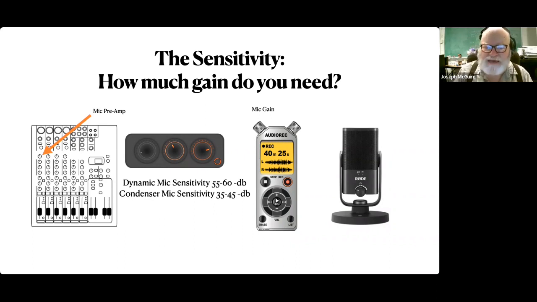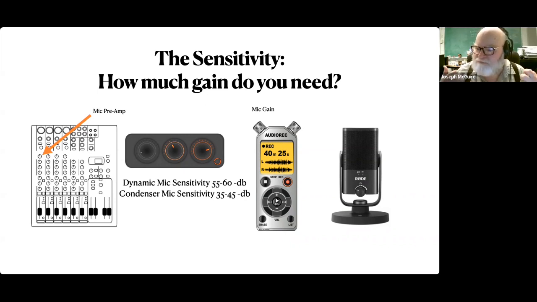A lot of people don't understand that. So when they plug in a dynamic mic, they go, why do I have to turn this so high? Because there's a sensitivity problem. You need to bring it up. Condenser microphones are generally 35 to 45 dB of gain.